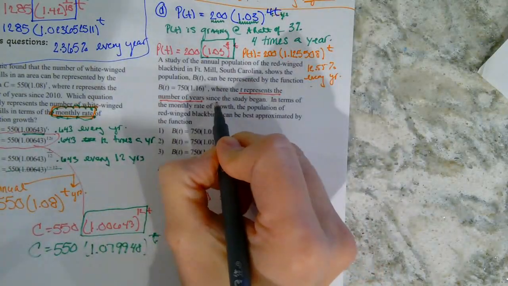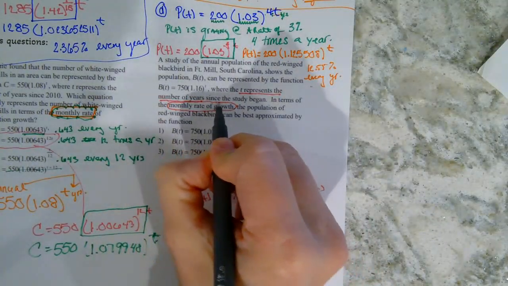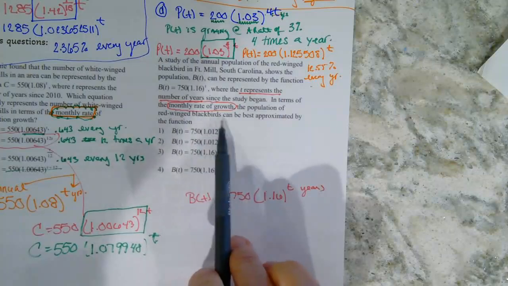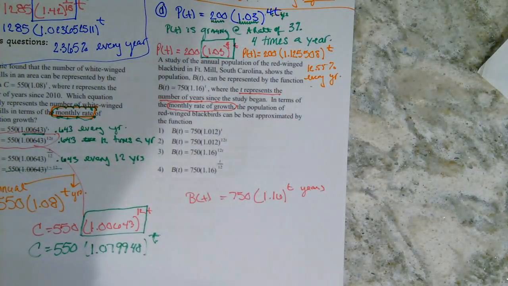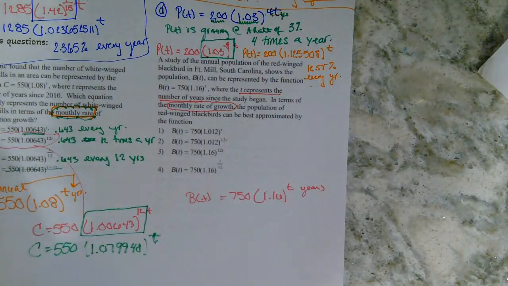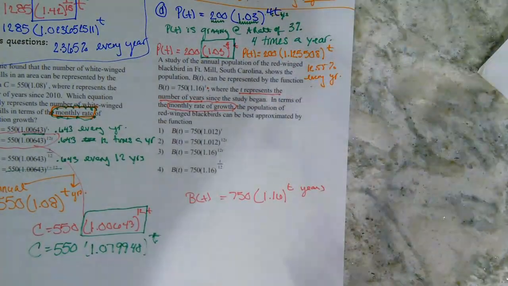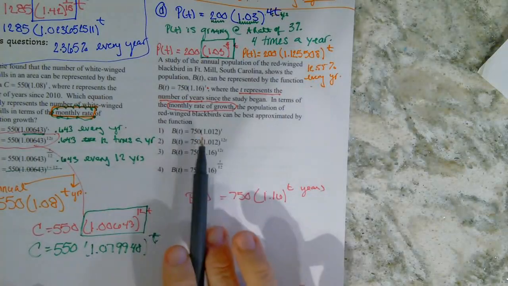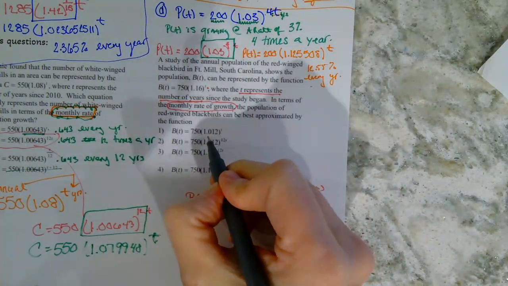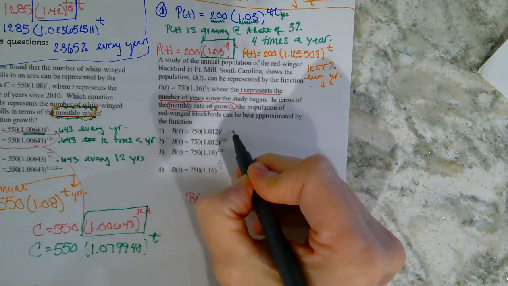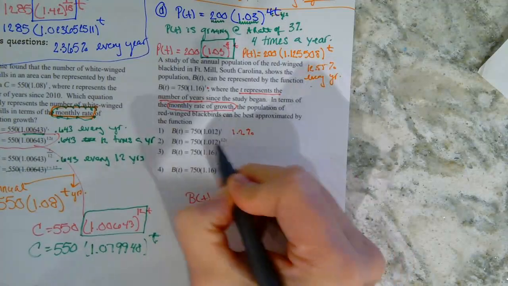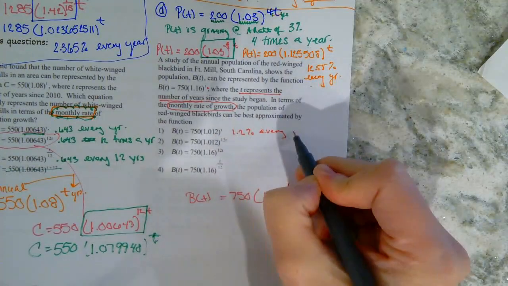In terms of monthly rate of growth, the population of red-winged blackbirds can best be approximated by which function? Okay, I want to know which one is the same. Okay, so they want annual and they want monthly. So I'm going to kind of do the same thing. I'm going to say, well, what the heck does this mean? This one would be a 1.2% growth every year.